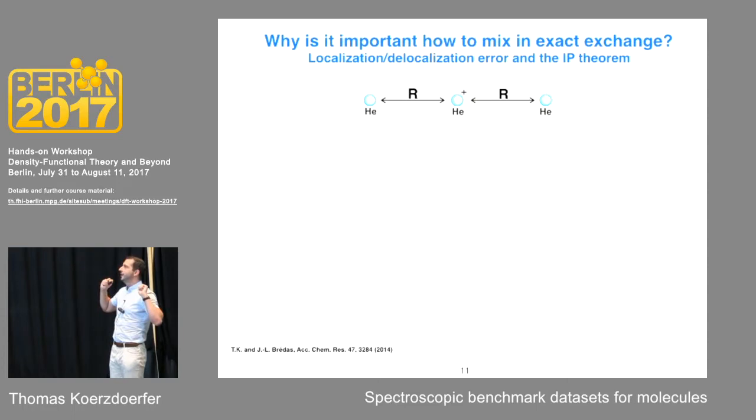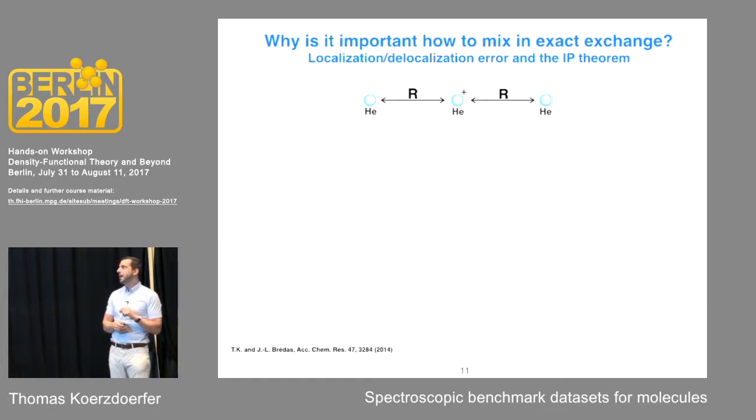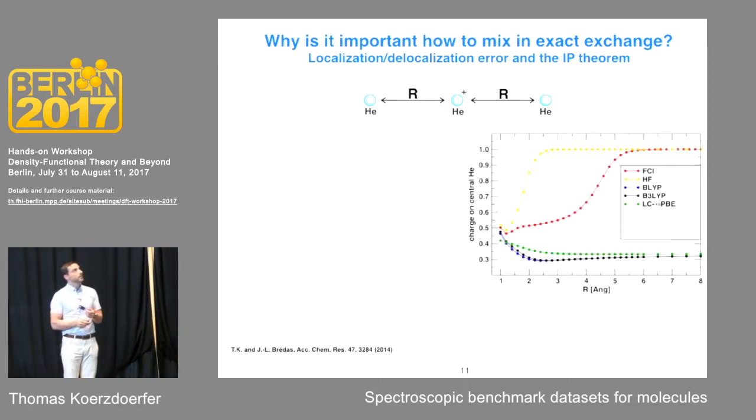And then I want to know what happens to the hole. So I basically look at the charge sitting on the central helium atom. It's a symmetric system, so you would expect the charge would localize at some point on the central helium atom. Okay? I like the system because I can do a full CI calculation for this. It's a rather small system. I know the exact answer. Okay, so this is what happens. The red curve is the full CI. This is the charge on the central helium as a function of distance. And you see it slowly but gradually localizes on the central helium atom.